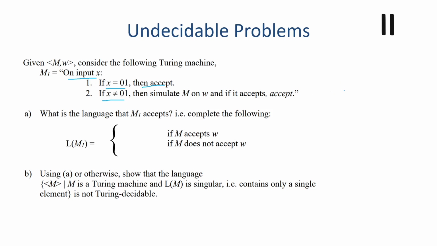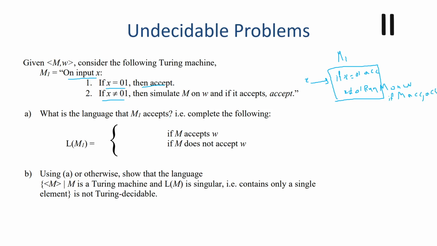So right off the bat, what are they saying? Always try to draw to understand what's happening. They're creating a machine M1 that takes as input X. And they're saying if X is 0, 1, you'll accept. If X is not 0, 1, then what do you do? You run M on W. What's M on W? Well, we'll see in a moment. But if M accepts, then you accept as well.